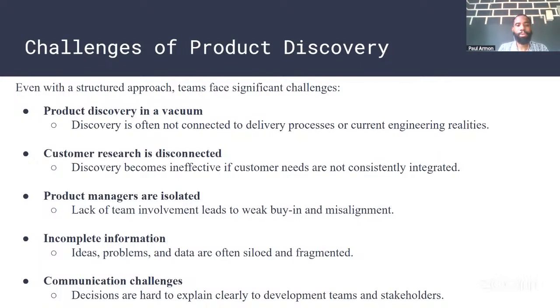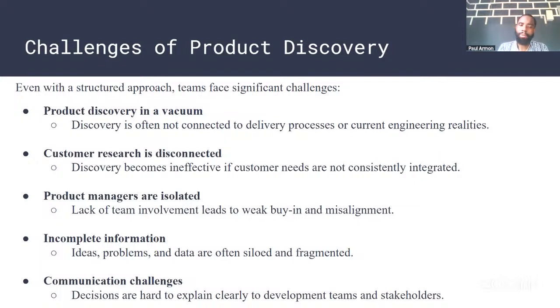The third one is product managers are isolated. If you're building a product and the whole team is not involved, from top to bottom, stakeholders come, tell you what to do, and you just do it. You don't consult with your engineering team to know if they can actually bring it to fruition. You just keep building and making up things that are never going to be executed.